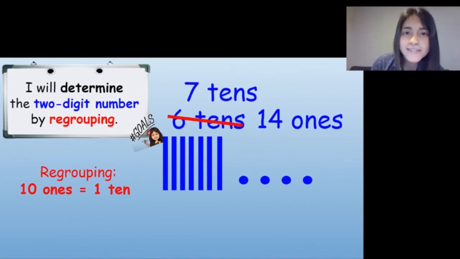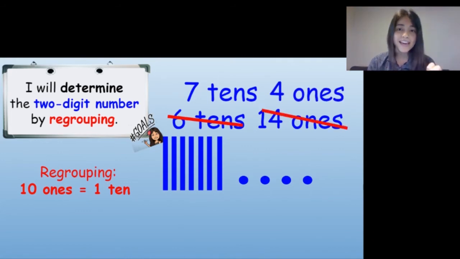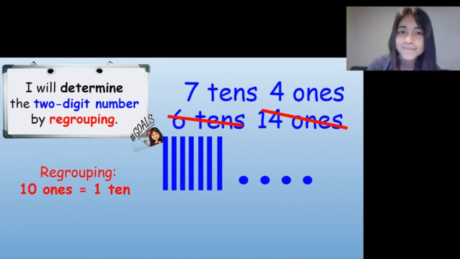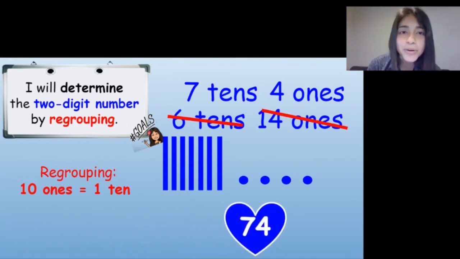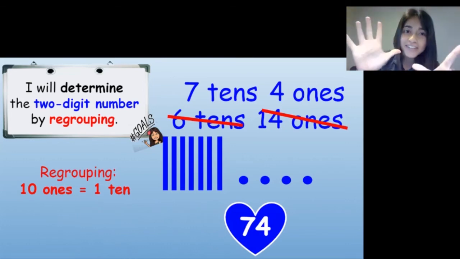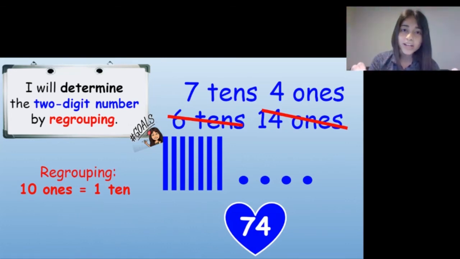And now, how many ones do I have? Yeah, I have 4 ones. And now, what does 7 10s and 4 ones together make? Yeah, 74. Another way I could figure that out is if I needed to remember what 7 10s looks like, I could do like this. 10, 20, 30, 40, 50, 60, 70. So 70 and 4 together make 74.